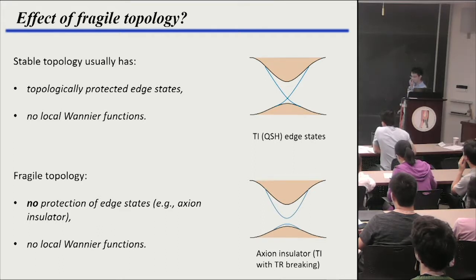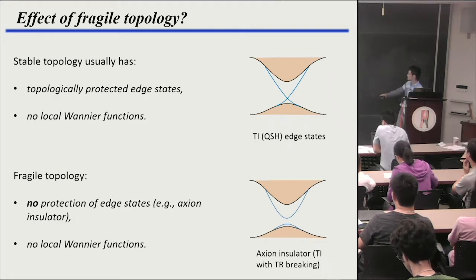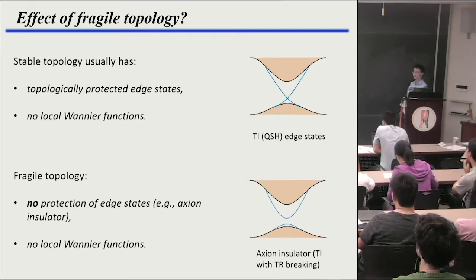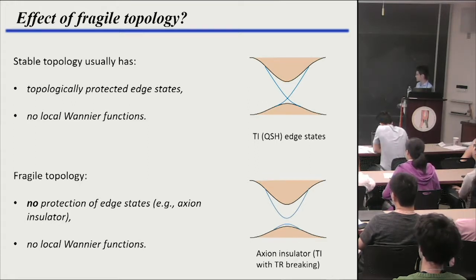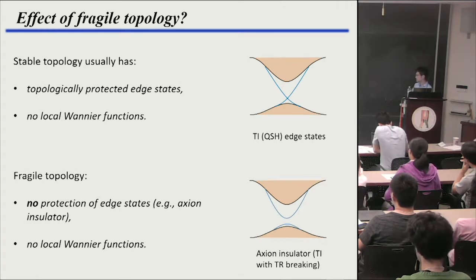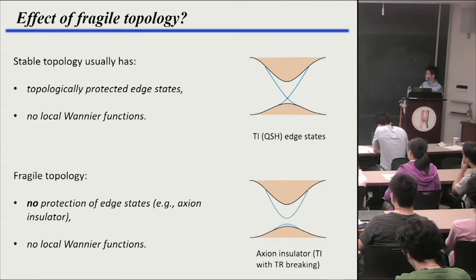For fragile topology, in general, there's no guarantee that you have protection of any kinds of edge states. For example, in the axion insulator case, once you break time reversal symmetry, it's known that the edge states will just be gapped out, and you can continuously deform them into the bulk states, and in this case, you won't have protected edge states. So one might wonder what topological effects the fragile topology can have. But the other feature actually remains that there's no local winding functions within just the bands you consider. So if there's some topological effect, it has to be related to winding functions.